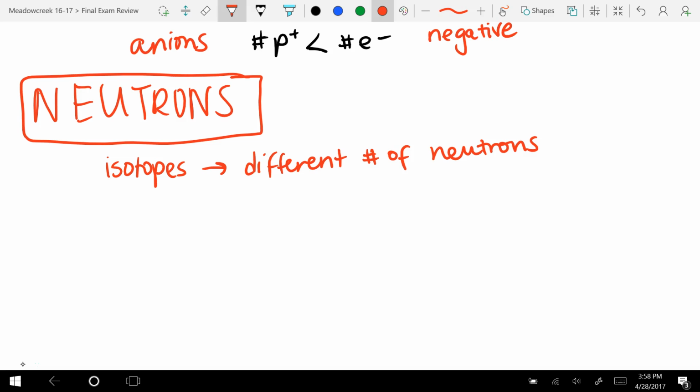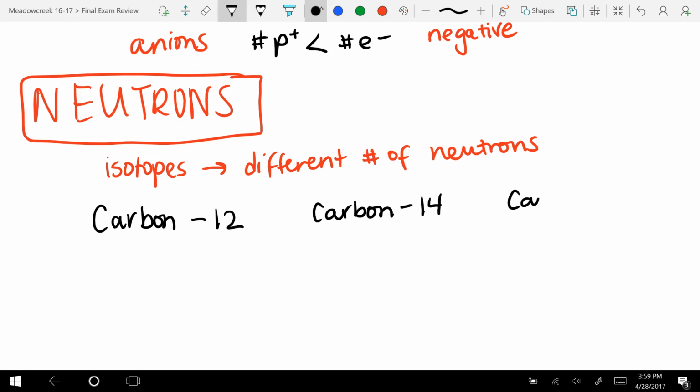Now, this means that you could have something, let's take carbon for example. So carbon has a few different isotopes. It has what we call carbon 12, carbon 14, and carbon 16. And you're like, okay, well, I see the different numbers, but what is that? Well, carbon is the name of the element, and 12, 14, and 16 are the mass number. Okay, so all three of these are the mass number.